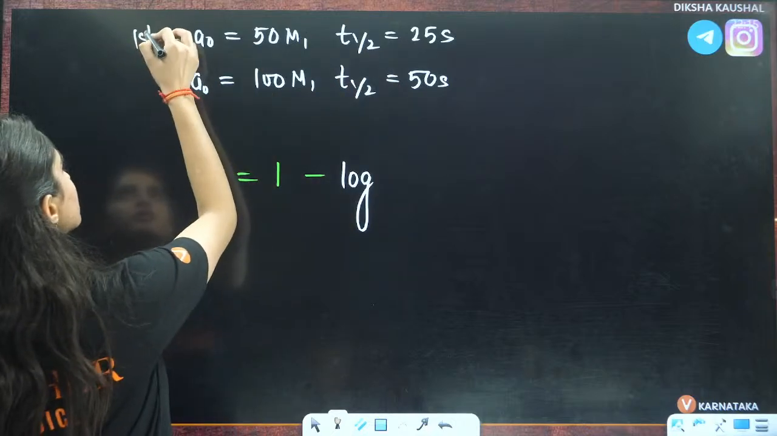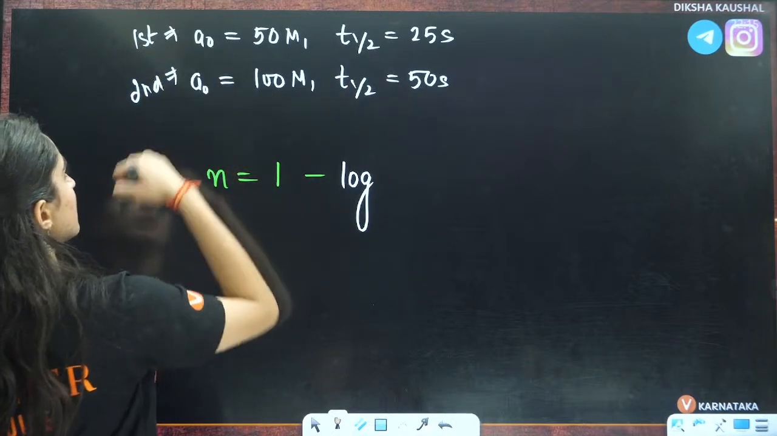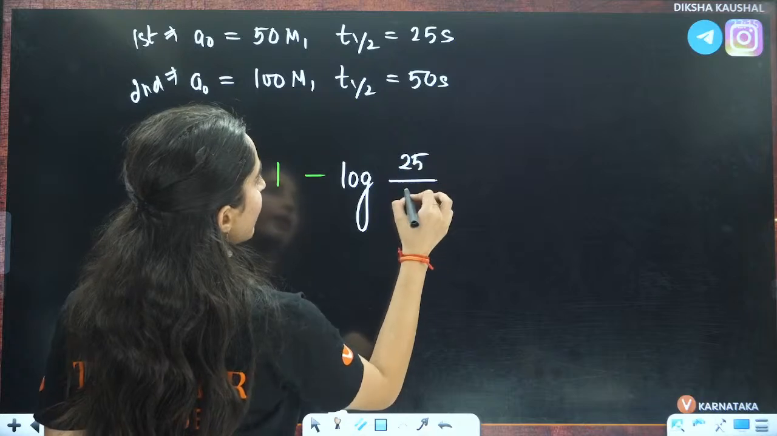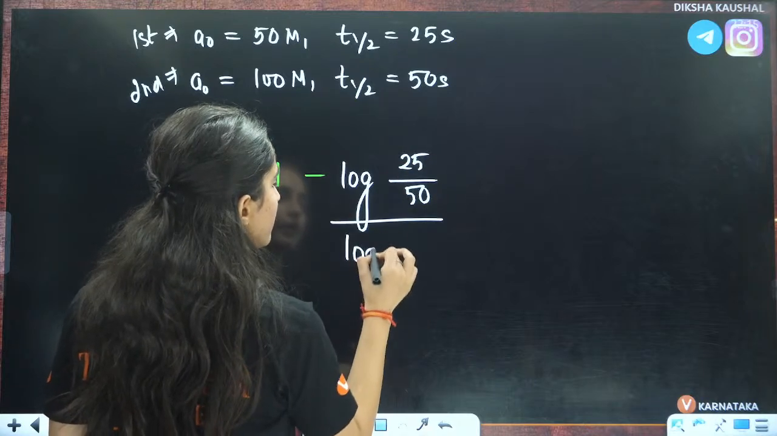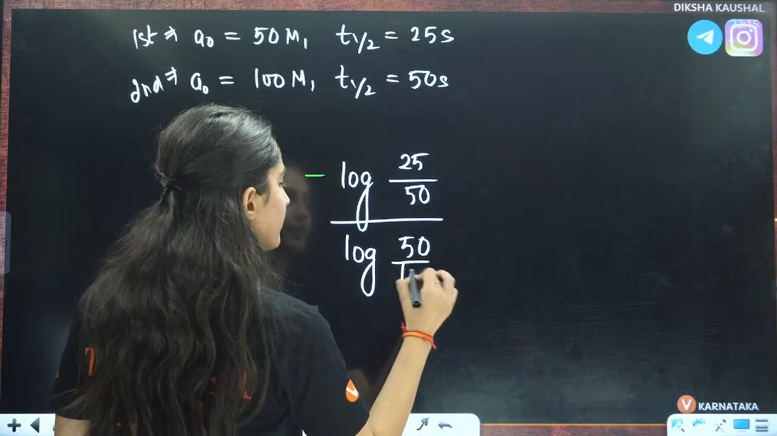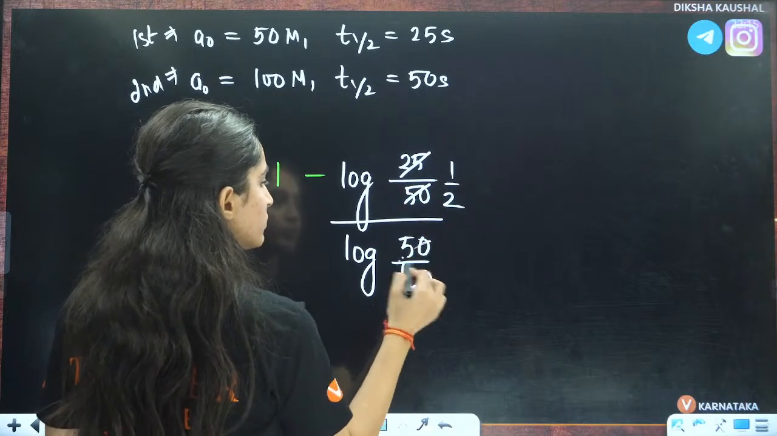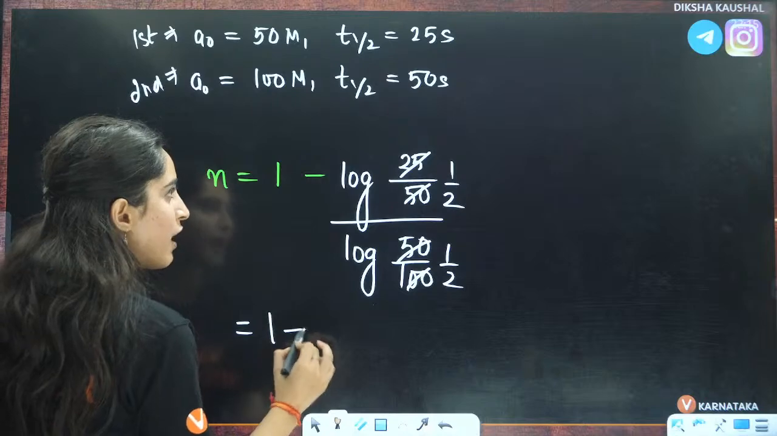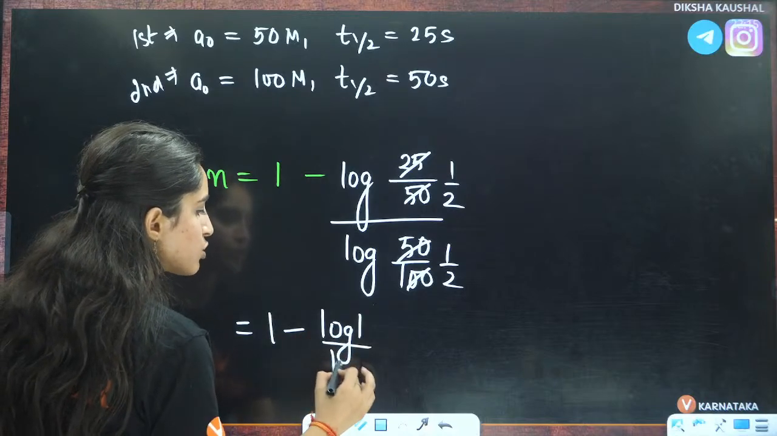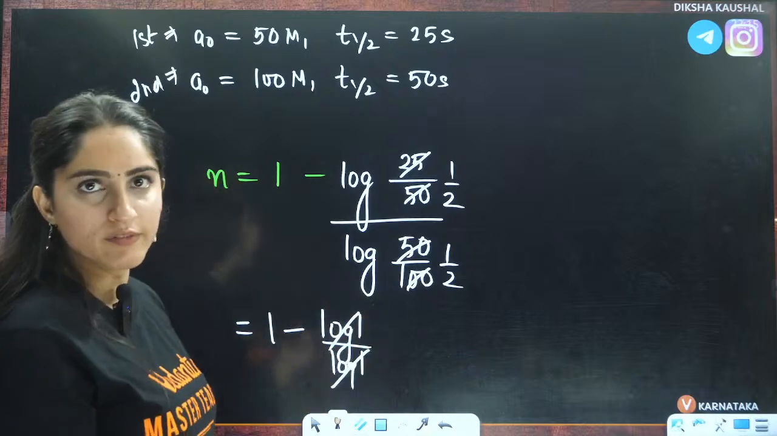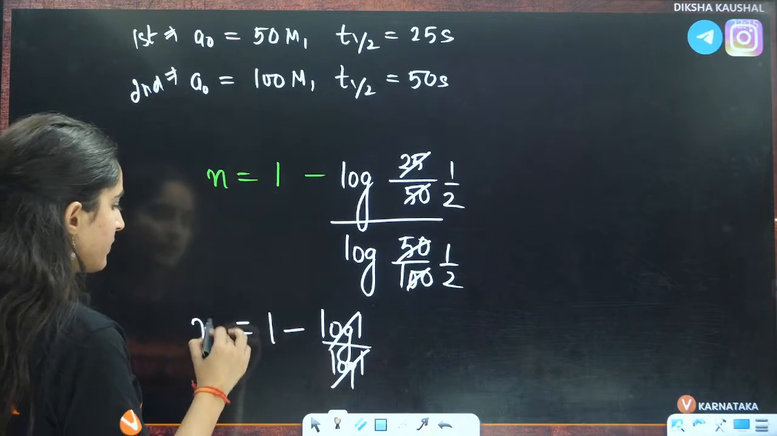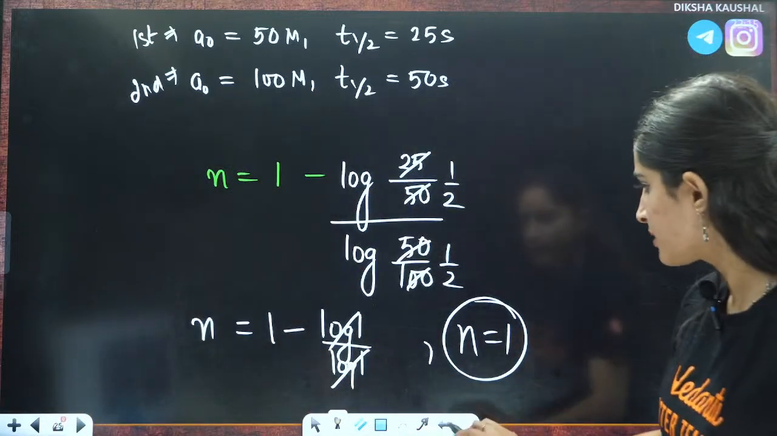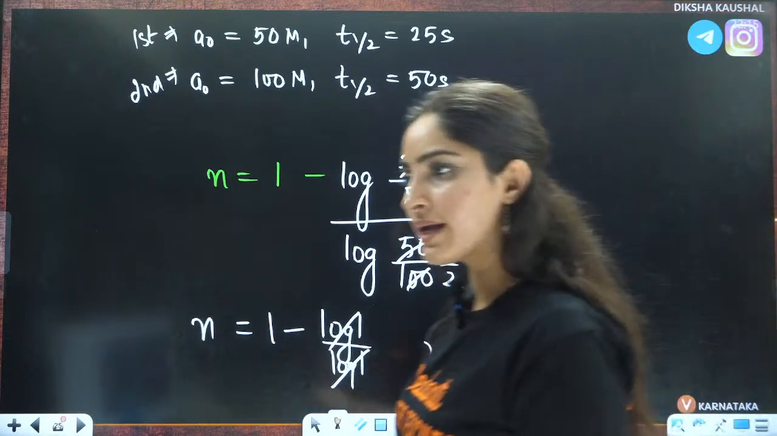This is your first condition, this is your second condition. So first will be 25 by 50 divided by 50 by 100. This is 1 by 2, this is also 1 by 2. In fact, they will cancel out each other. This will be 1 minus log 1, and log 1 value is 0 only. So n is equal to 1. This is the kind of question I am saying. Okay, students? Yes.